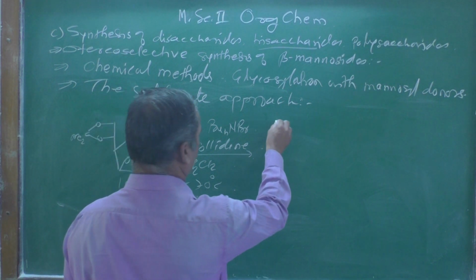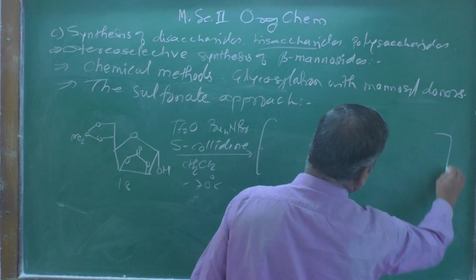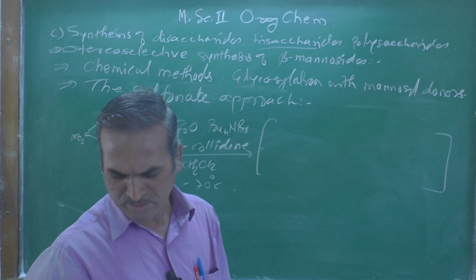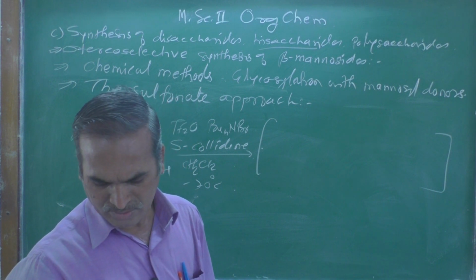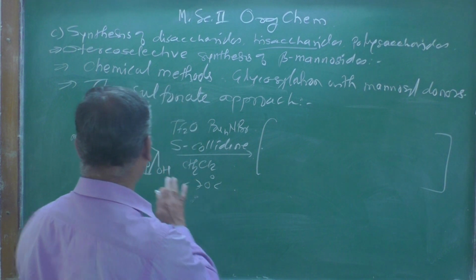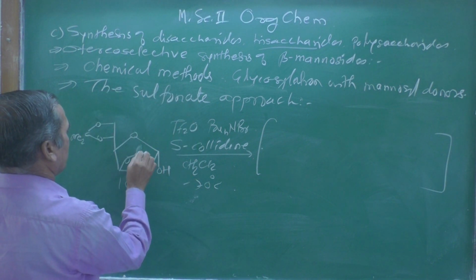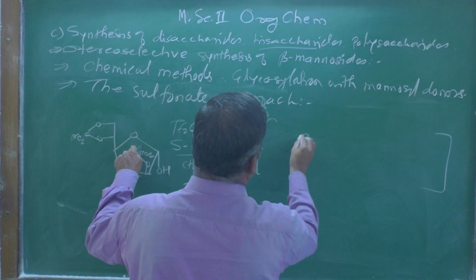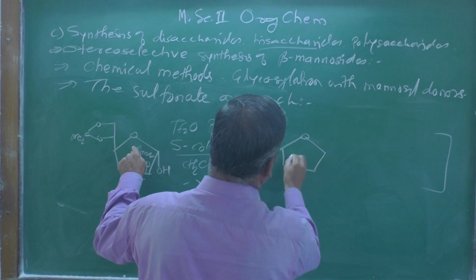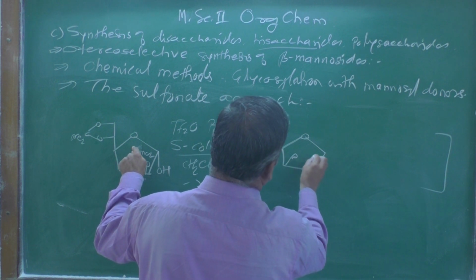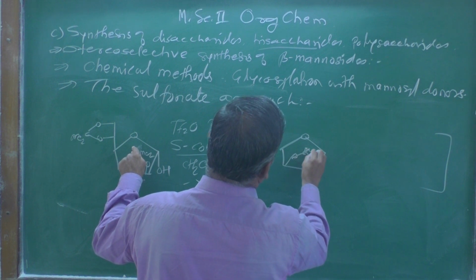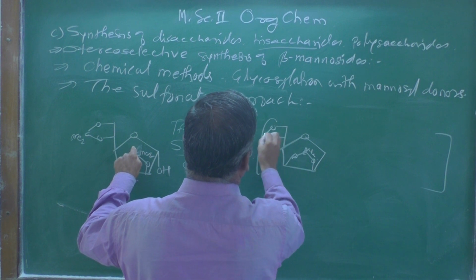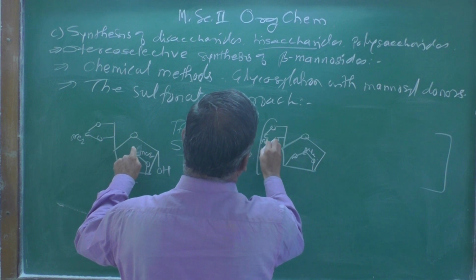The intermediate will be obtained. That intermediate I am going to show here. Sorry, here is not the carbon here. Please make the correction: CMe2, and here it remains as it is. Then O, here also O, C, Me2. Then at this position O, then C, Me2.